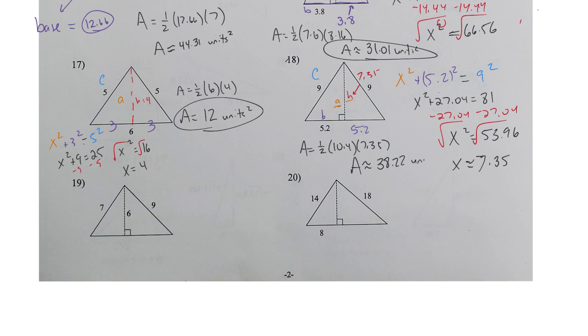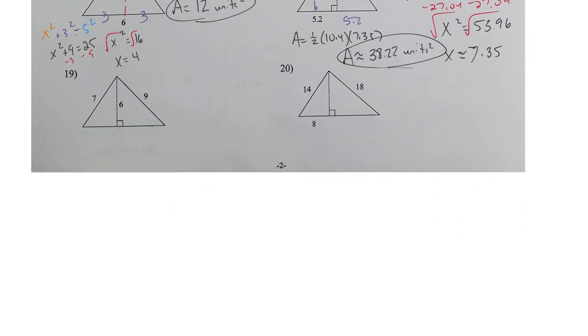Remember, it is square units. So because they didn't give us a label, we just say units squared. All right. Last one, 19 and 20. Now 19 and 20 are a little bit harder than all of the other ones because this is not an isosceles triangle, which means I can't do my little cheat that I did here to get 5.2.